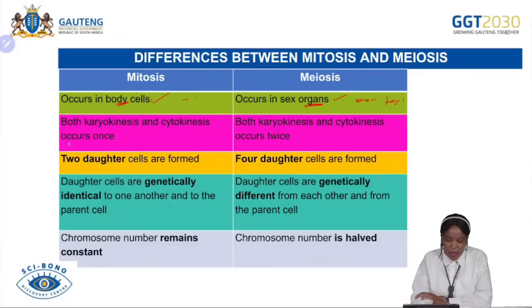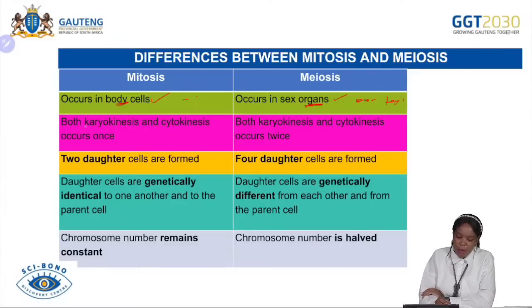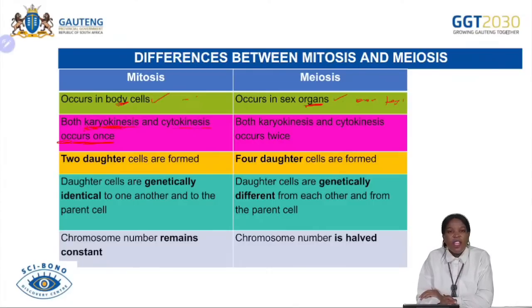This is mitosis. Mitosis has both karyokinesis and cytokinesis, and they both occur once. Karyokinesis is the splitting of the nucleus. Cytokinesis is the splitting of the cytoplasm. Also in meiosis, karyokinesis and cytokinesis occur, but how many times? Twice. Here they occur once. Then 2 daughter cells are formed at the end of mitosis. 4 daughter cells are formed at the end of meiosis, which we call gametes.